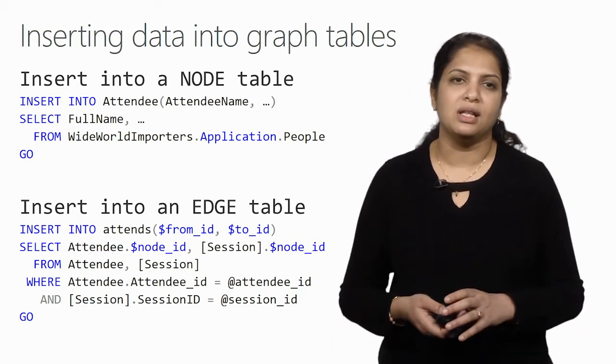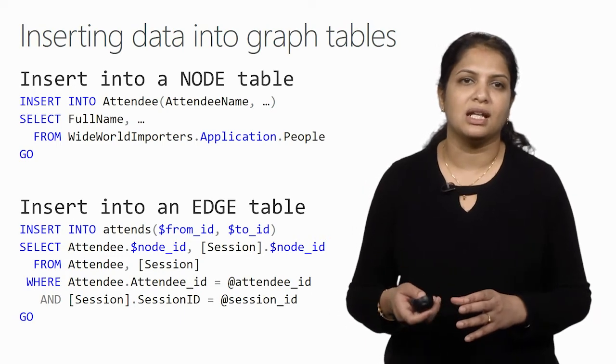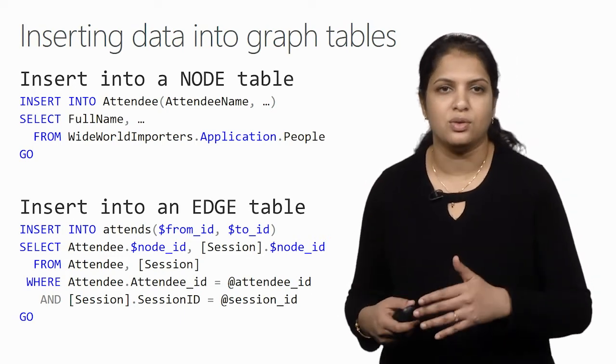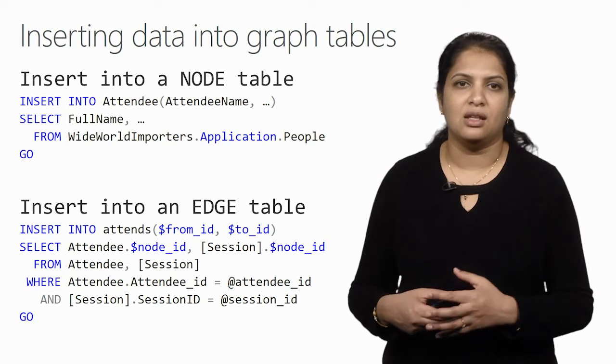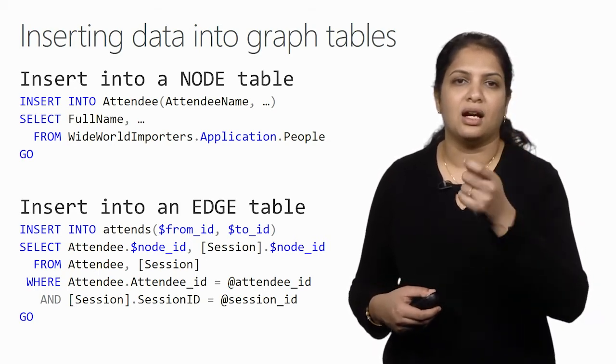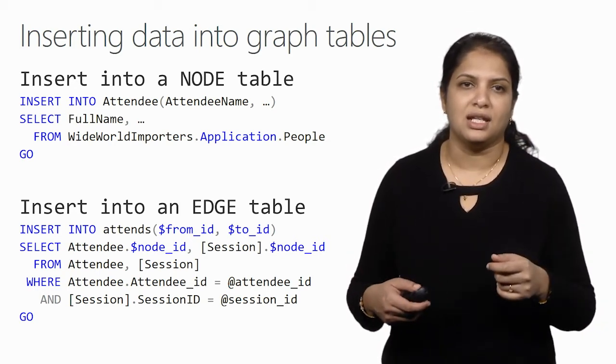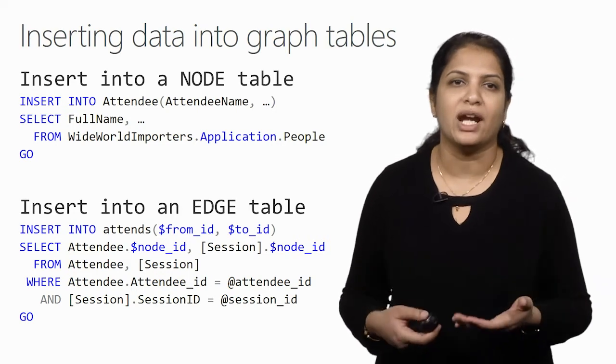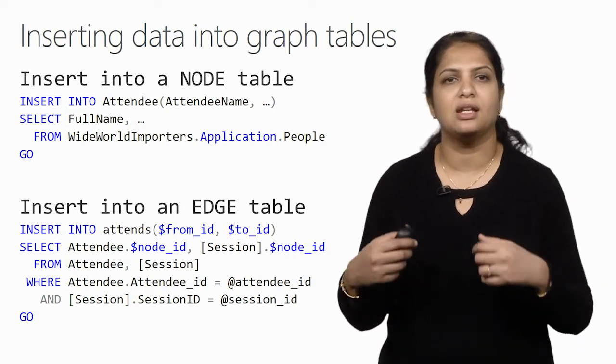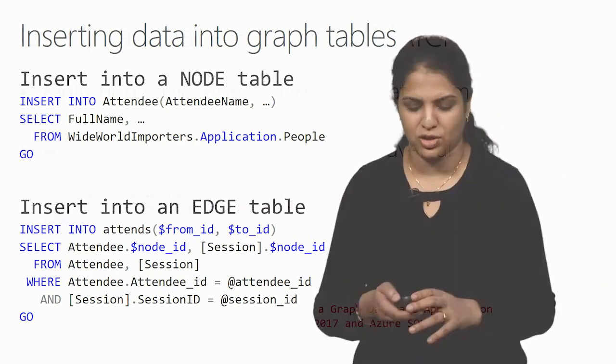So for example, here on the screen, you can see that we are connecting the attendee node to the session node using the attends edge. We pick an attendee ID and a session ID, then retrieve the node IDs for these attendees and sessions, and then we insert those in the attends edge.